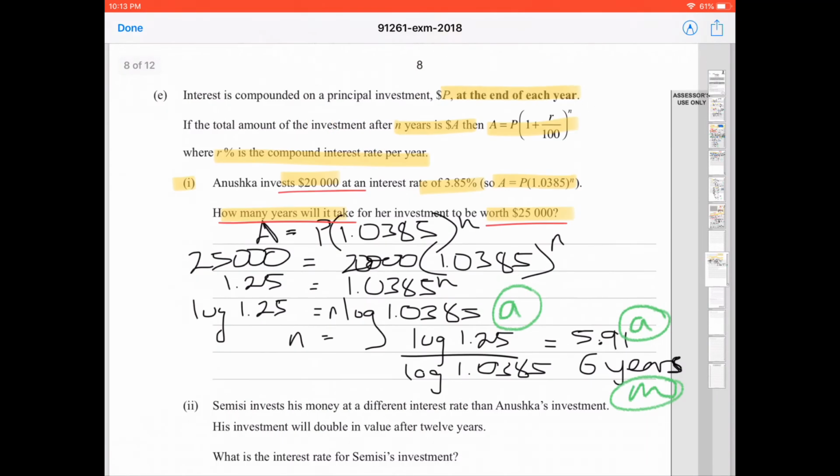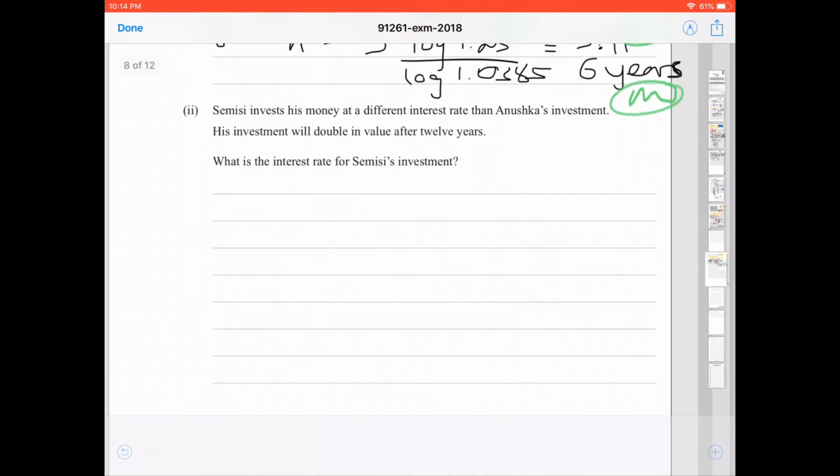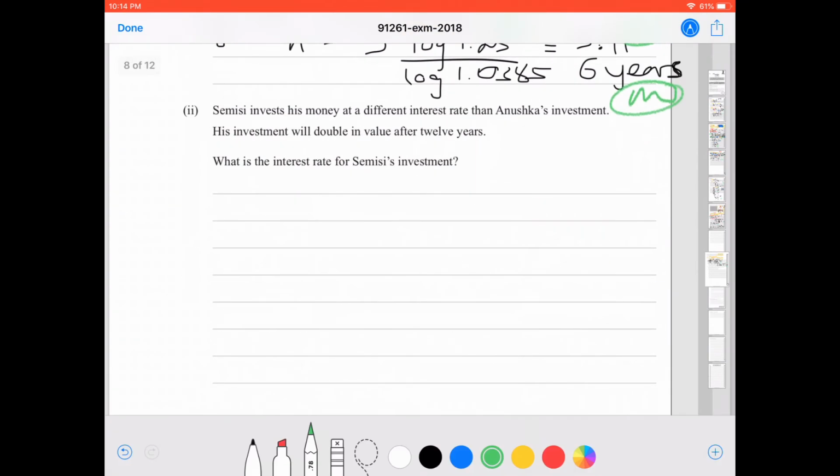Question 2E2. Semisi invests his money at a different interest rate than Anushka's investment. His investment will double in value after 12 years. What is the interest rate? So what is R, basically, for Semisi's investment?